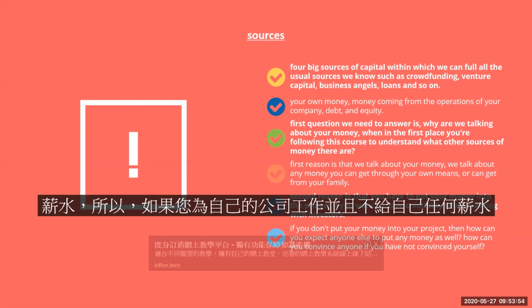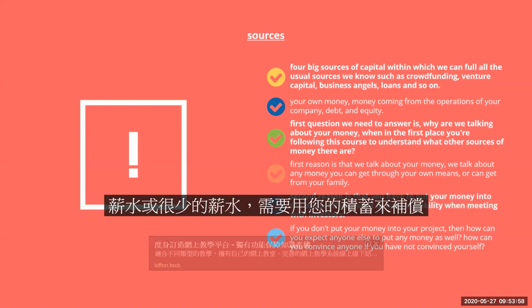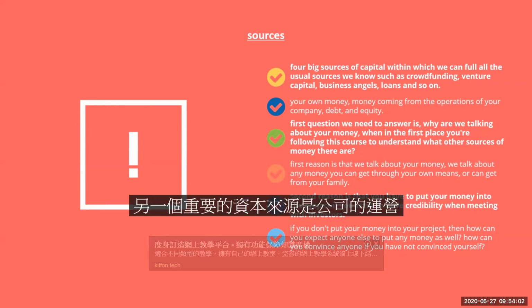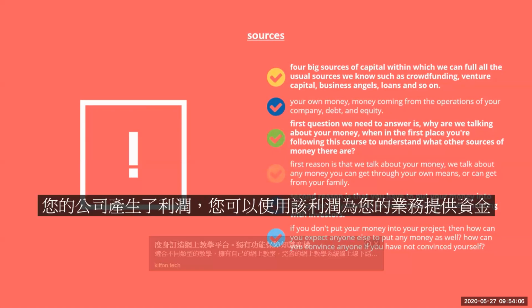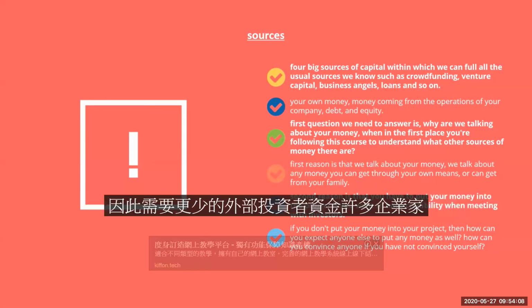So if you work for your own company and don't pay yourself any salary or just a very small one and need to compensate with your savings, for example, then you can consider you're investing money into your business. Another great source of capital is the operations of your company. In short, if your company generates a profit, you can use that profit to fund your business and therefore need less money from outside investors.